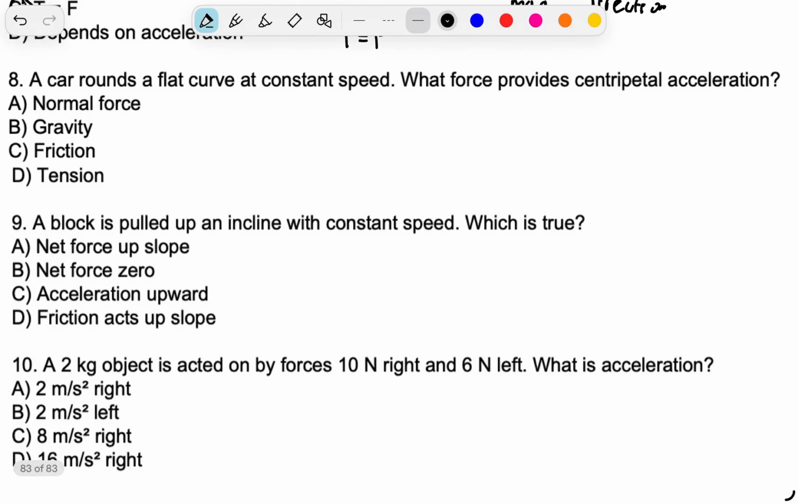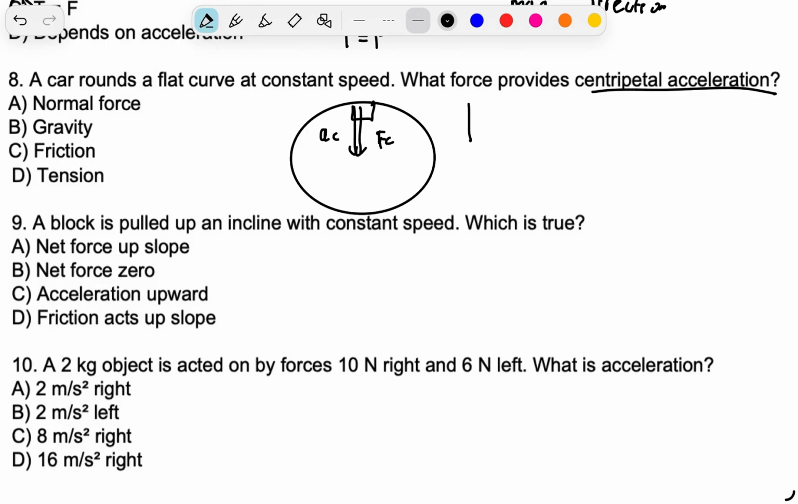Now, a car rounds a flat curve at a constant speed. Which of the forces provides the centripetal acceleration? So we are at a constant speed, that's what you have to consider. You are going to have your net force, your centripetal force, pointing towards the center. You're also going to have acceleration directed toward the center. And when we have centripetal questions, we always make our positive direction for acceleration be towards the center, because that is where our acceleration is pointing.